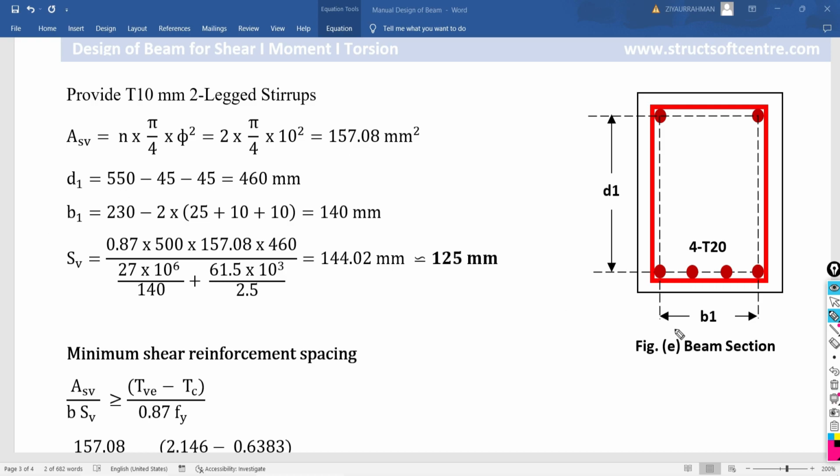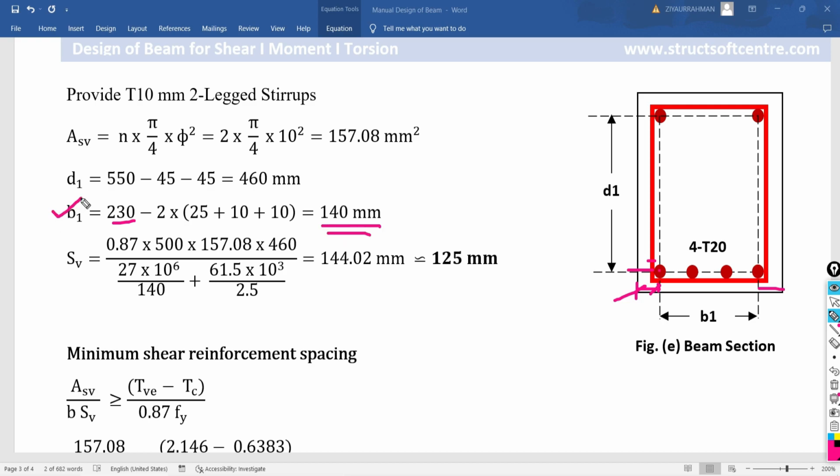Next we have to calculate the dimensions along the depth and along the width as d1 and b1. So d1 is going to become what? Overall depth we are having 550 minus effective cover from the top minus effective cover from the bottom. After doing the calculation we are getting the value as 460 mm. Likewise we have to do the calculation along the width. Overall width is 230 mm minus this much width we have to subtract from both sides. That's why 2 times the clear cover plus full shear reinforcement diameter plus half of your main reinforcement diameter. So it is giving the value as 140 mm.